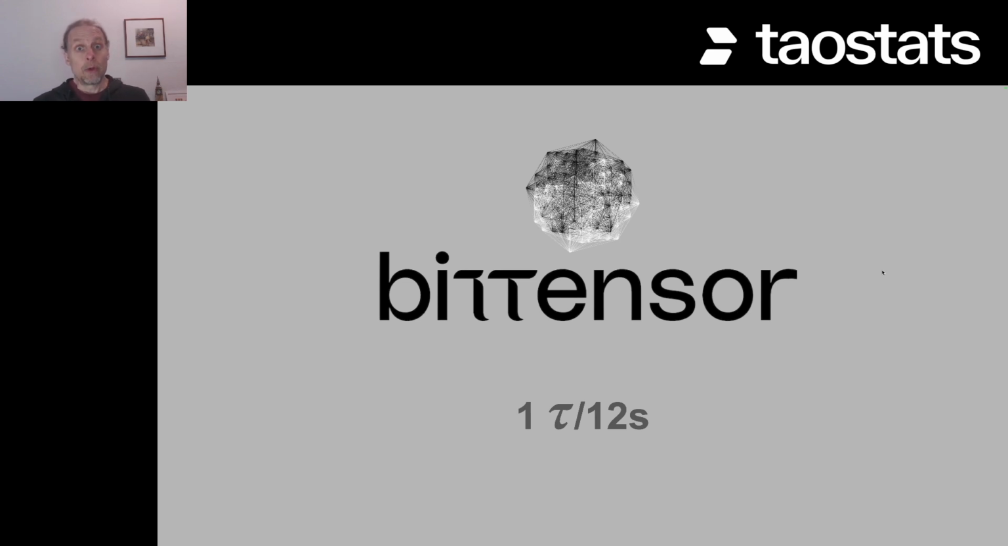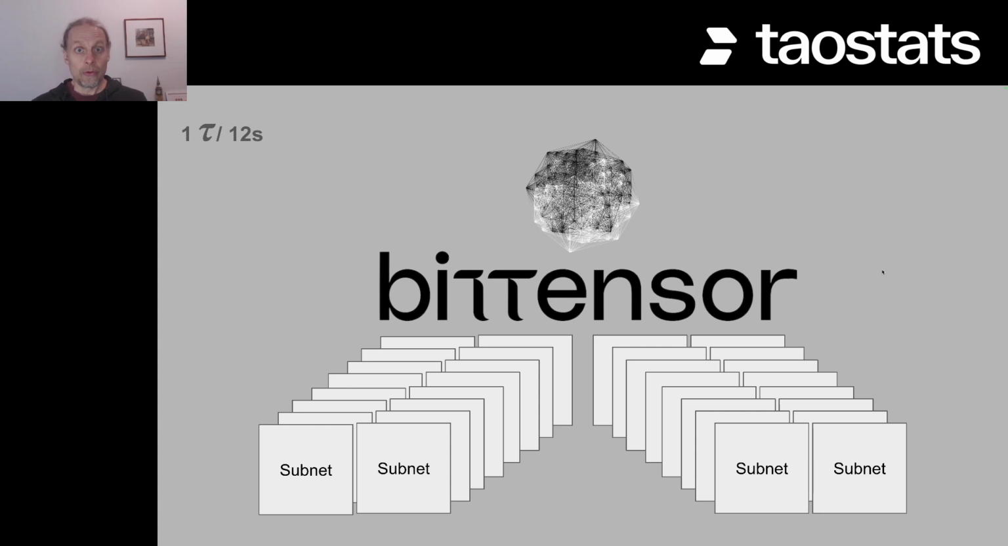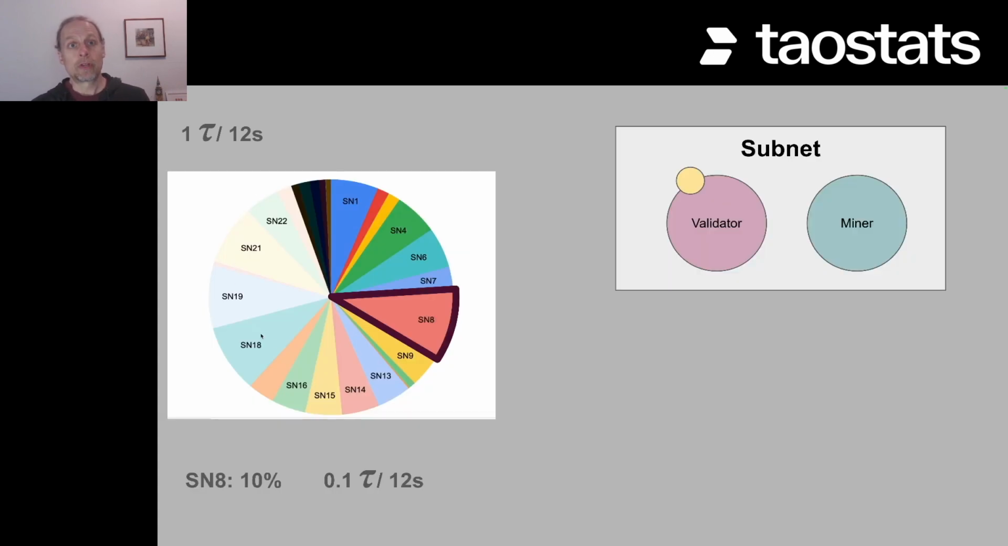Real quickly, every 12 seconds, 1 tau is emitted from the network and then gets split up amongst everybody in the network. The first division is amongst the 32 different subnets. We're just going to show that here as a pie chart. So we can imagine that subnet 8 gets 10%, 0.1 tau every 12 seconds.